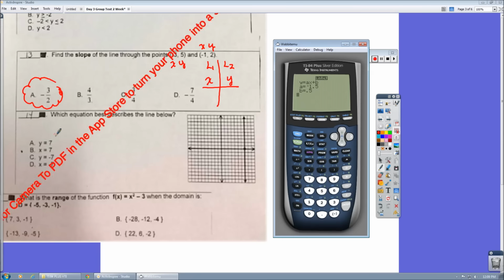Which equation best describes the line below? Okay, there's my x and y axis. Start with what we can graph. Let's look at answer choice A. We can graph y equals 7, so let's graph that. Do we get something that looks similar?